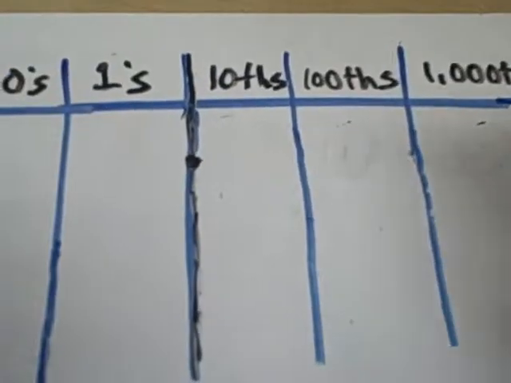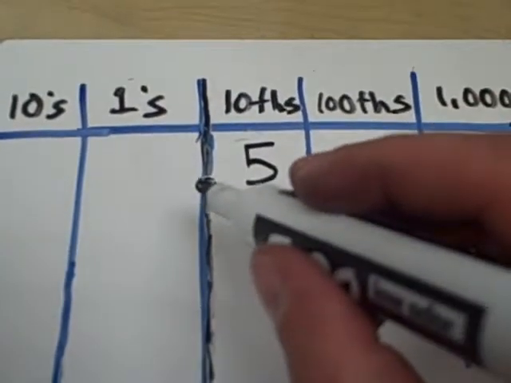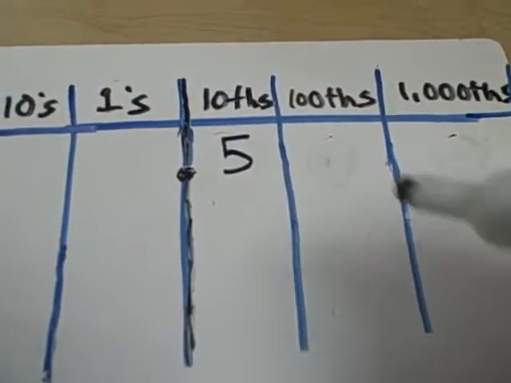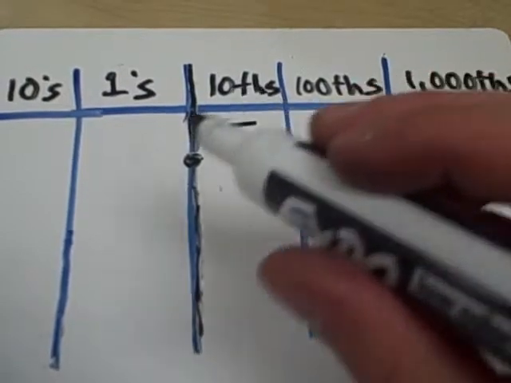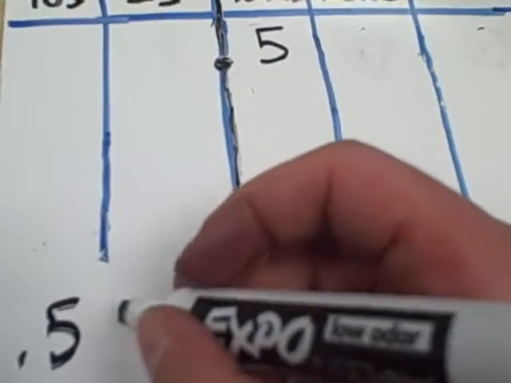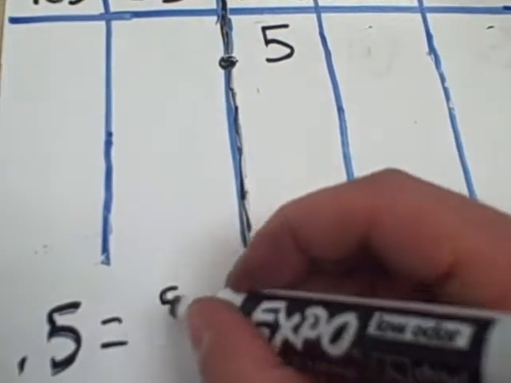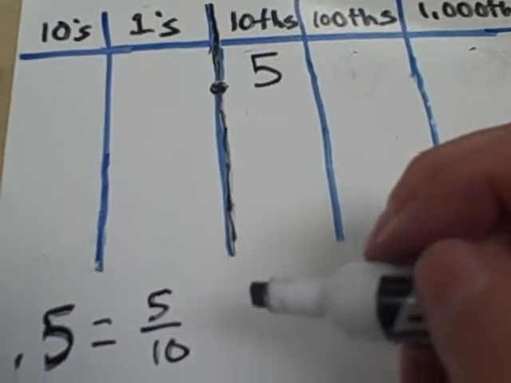So let's try 0.5. We're going to put that right here because we know that the decimal point goes there. And 0.5 is really the same thing as 5/10 of a whole. Okay? So we're going to just write that. 0.5 equals 5/10. And that's the fraction.